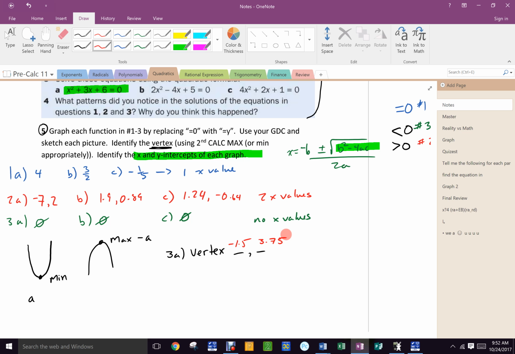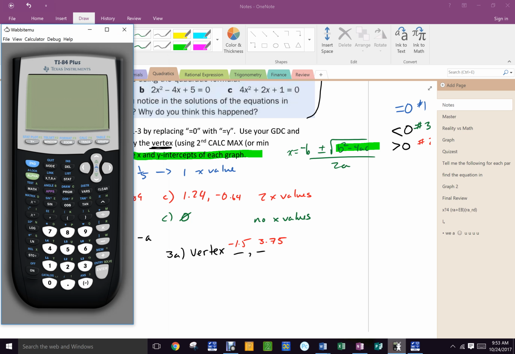All right. Is everybody ready to see how to do this if you weren't able to get it? Just out of curiosity, how many people got the negative 1.5 and 3.75? So most people got it. Good. But a couple of people didn't. So let's just quickly go over how to find it.